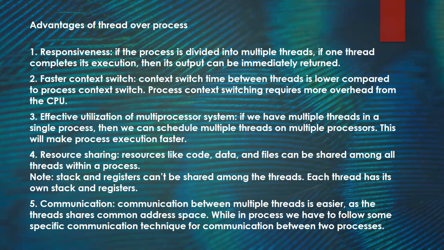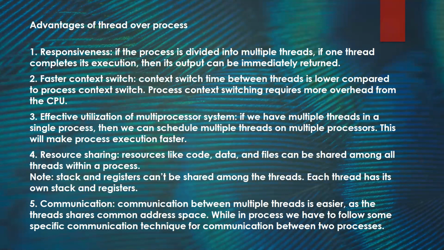Advantages of thread over process. So what is the advantage of thread over process? Una, responsiveness. If the process is divided into multiple threads, if one thread completes its execution, then its output can be immediately returned. Number two, faster context switch. Context switch time between the threads is lower compared to process context switch. Process context switching requires more overhead from the CPU.